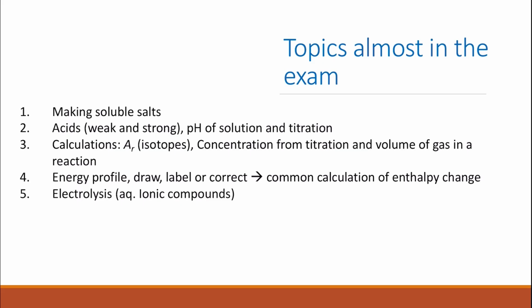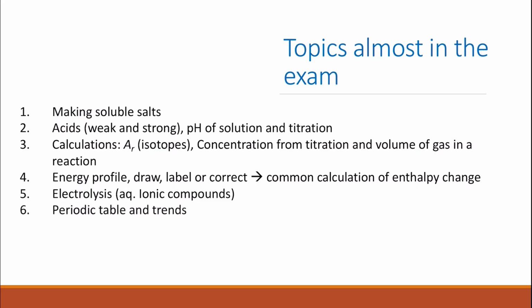So make sure that you know which cation is going to be reduced at the cathode and which anion is going to be oxidized at the anode when using the aqueous ionic compound. Sometimes they also ask about the electrolysis of molten ionic compounds, but the most common one is the aqueous ionic compounds.